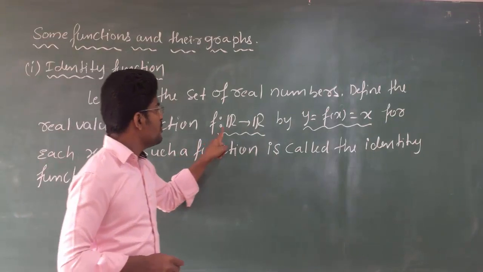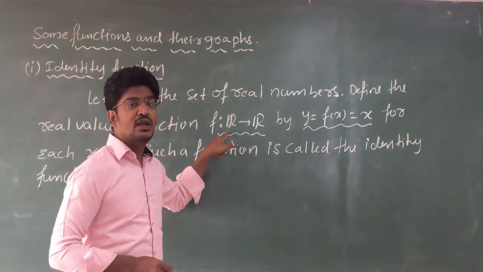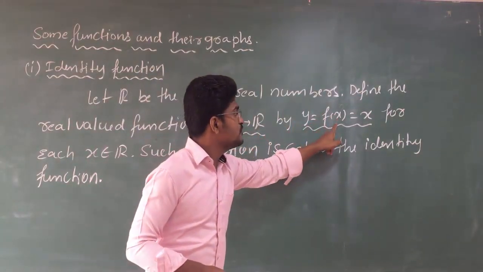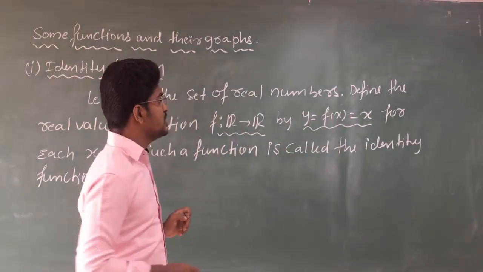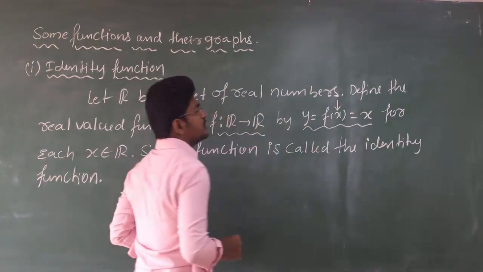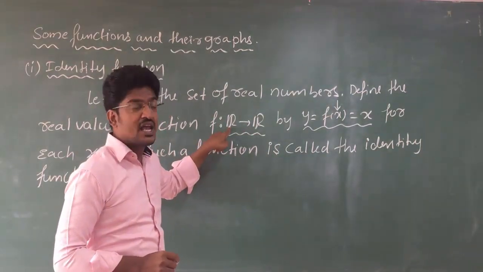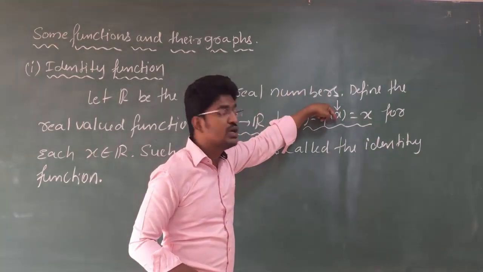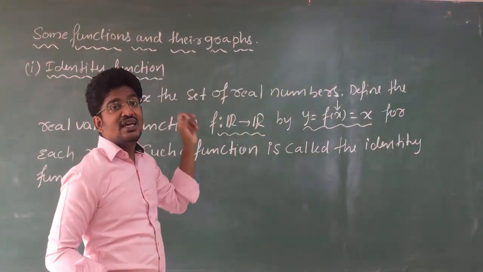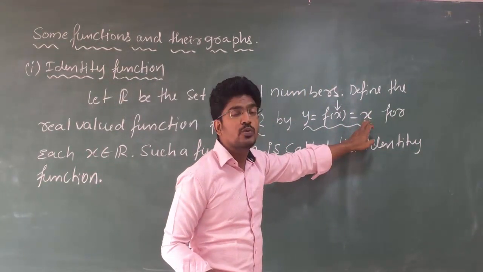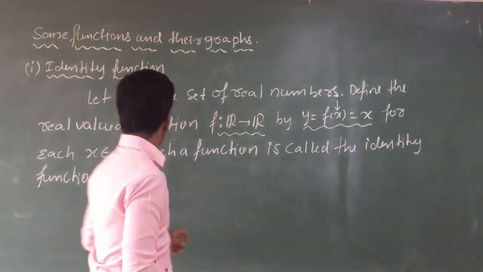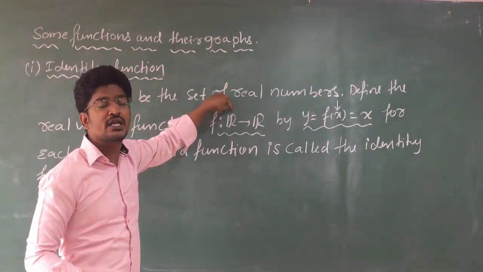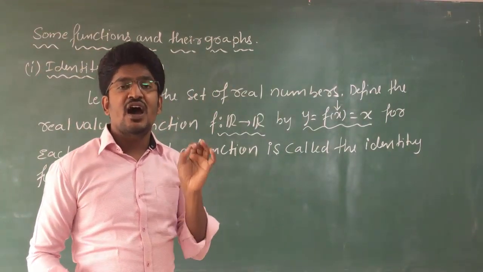These two things have to be decoded or understood very carefully. Clear? So f from R to R means domain is also real numbers, codomain is also real numbers, and the function is defined as y equal to f of x equal to x. That means this is the value of the domain, that is R. So this x belongs to R. Are you clear? Whichever value you give as an input for this function, the same value has to be the output. Are you getting my point? For each x belongs to R, meaning the domain, then we say that it's an identity function.